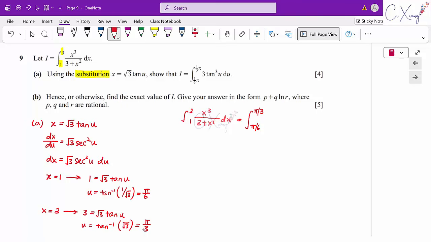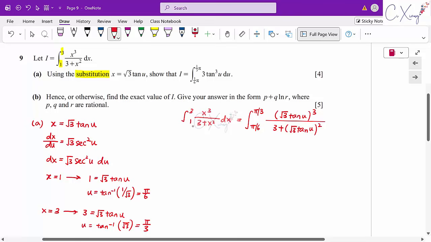How about x power 3? You substitute x by using sec 3 tangent u power 3, divided by 3 plus x squared. So x squared is sec 3 tangent u squared. Then we have dx. How do we replace the dx? You can get it from here: sec 3 secant square u du.